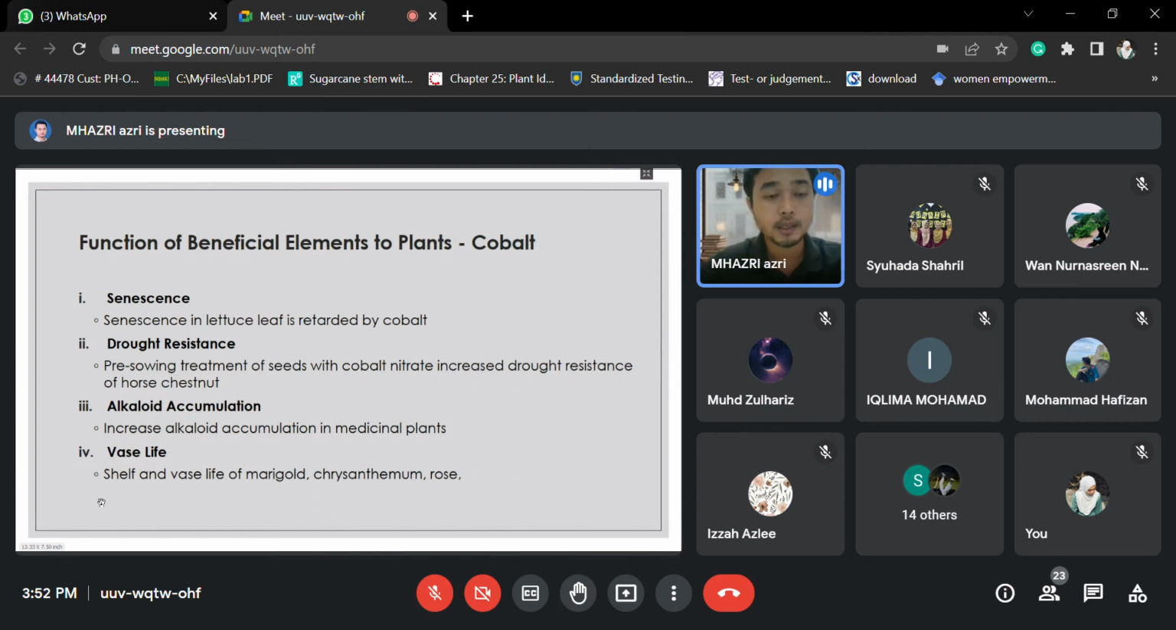Okay. Apart from that, cobalt can also increase the drought resistance. So the pre-sowing treatment of seed with cobalt nitrate will increase the drought resistance of horse chestnut. Okay, so saya tak pasti pokok ataupun jenis apa horse chestnut ni.